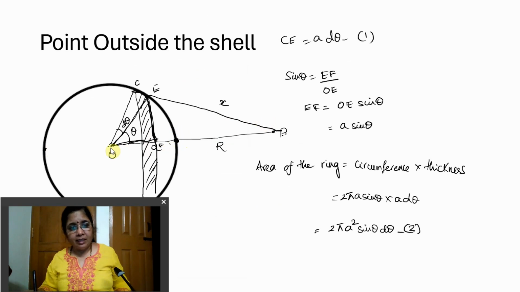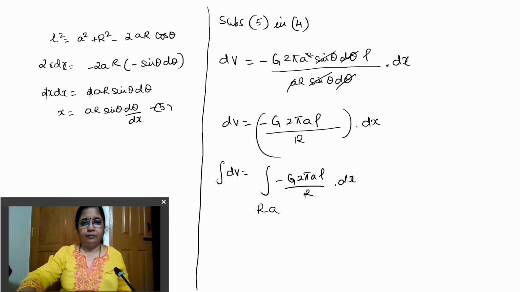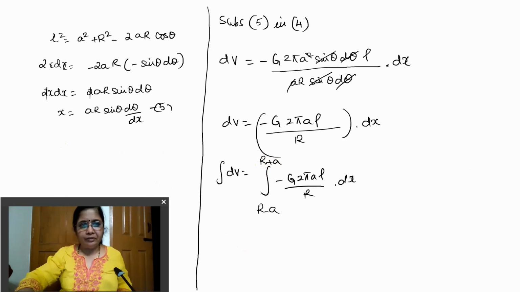From here to here we don't know this distance, but how can we find out? We know from here to here the distance is r. We also know from here to here the distance is a. So r minus a will give you this lower limit. Similarly, the upper limit is going to be r plus a. So how do we integrate this? Let me go to the next.